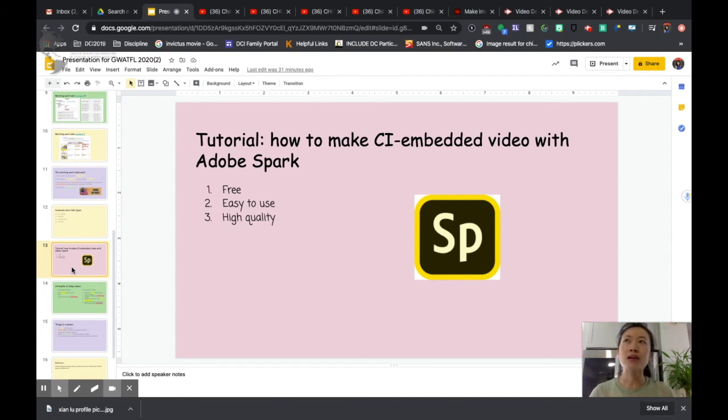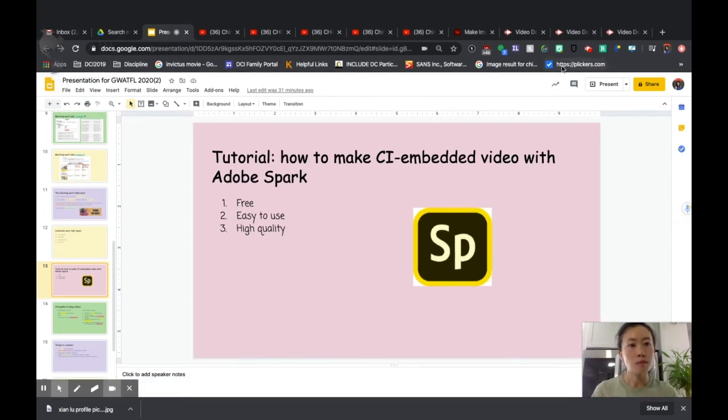Think about like you are making a Google slide or PowerPoint. You just fill in the blanks and insert pictures and make a voice over it and generate. Download, that's it. And the third thing is the videos you make with Adobe Spark are of high quality. Okay, so now let's go make a CI embedded video.